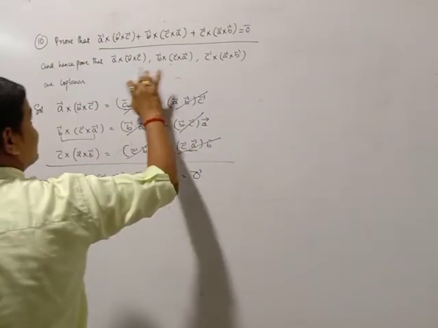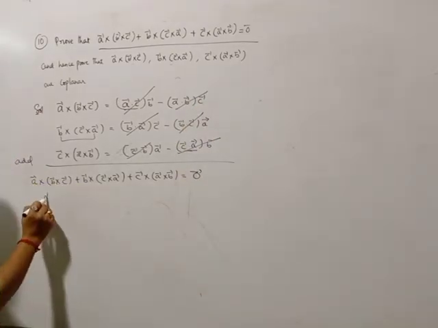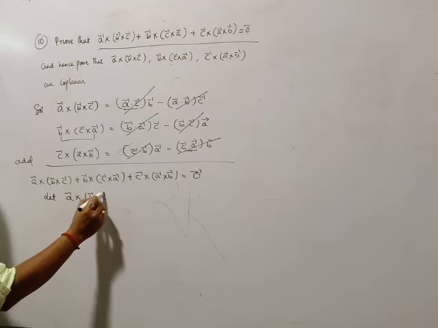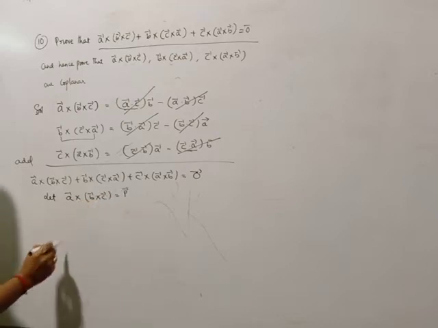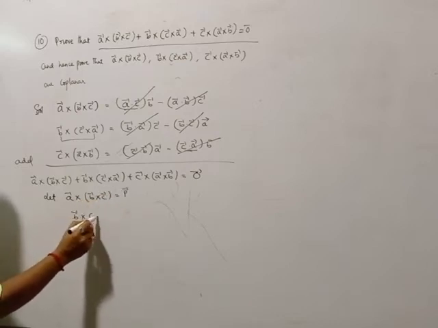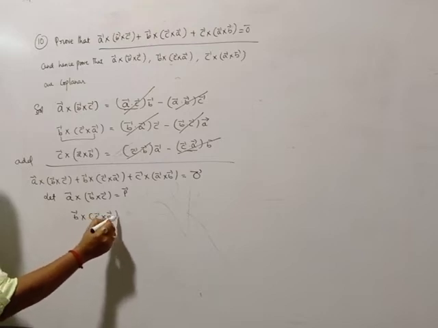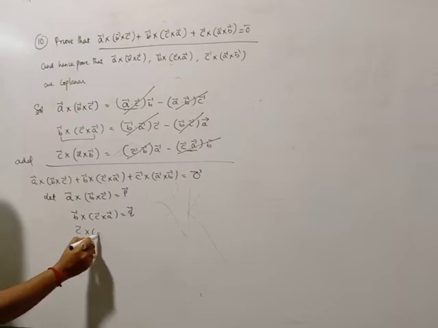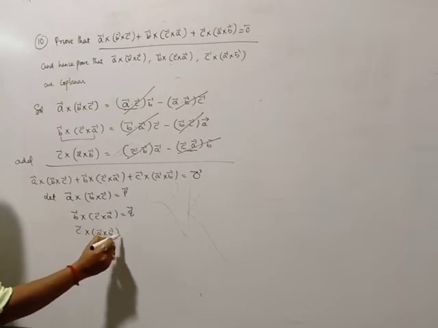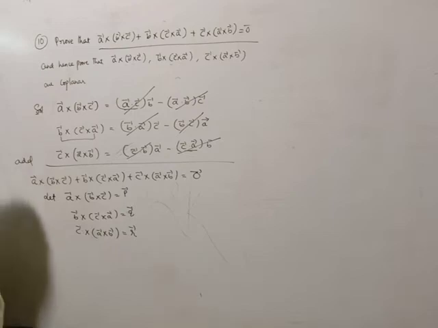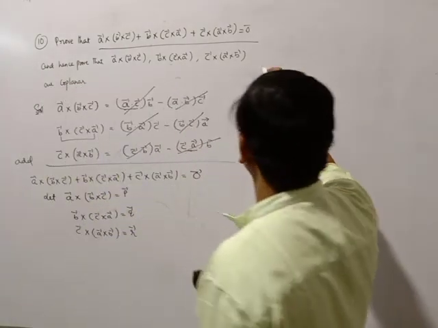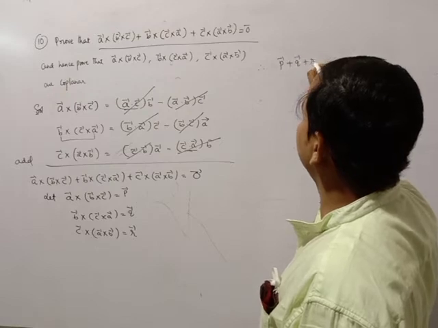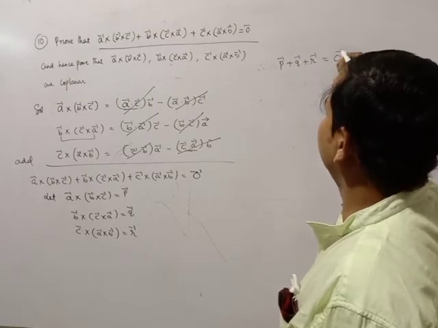Now we need to show that these three are coplanar. For that purpose, let a bar cross b bar cross c bar be equal to p bar, and b bar cross c bar cross a bar be equal to some q bar. Take that, and c bar cross a bar cross b bar is equal to some r bar. So from this condition, we are aware that p bar plus q bar plus r bar is equal to 0 bar.